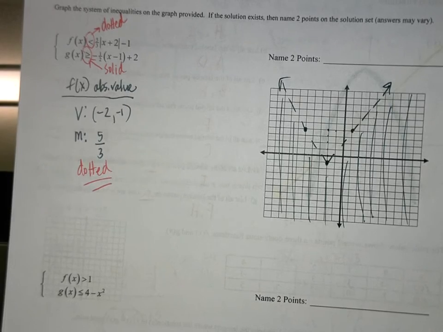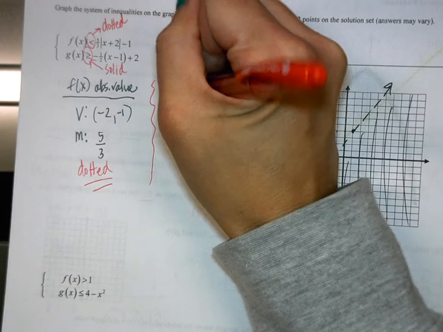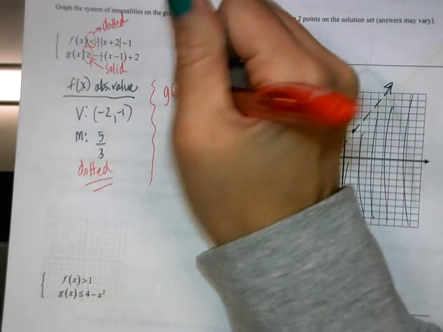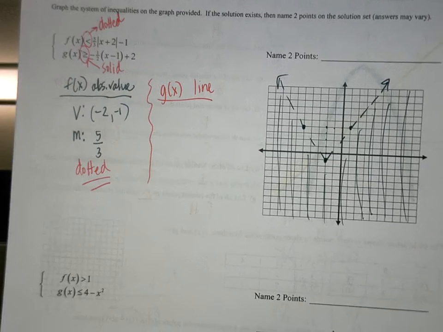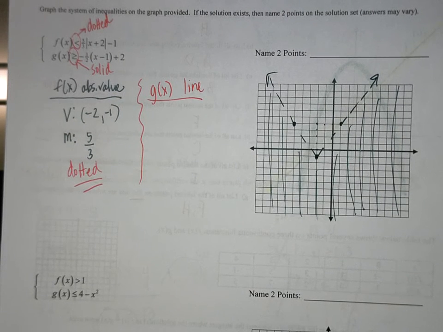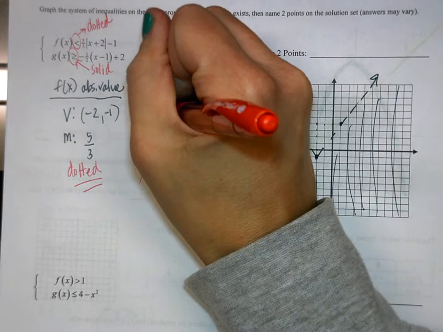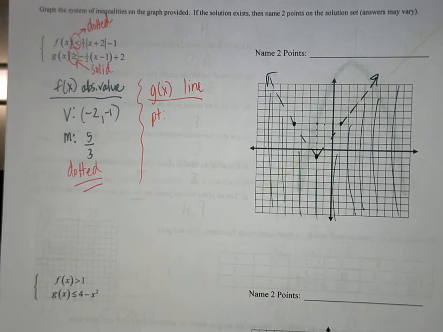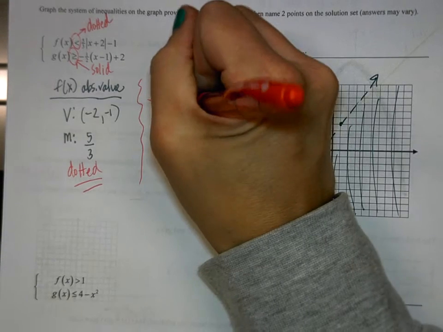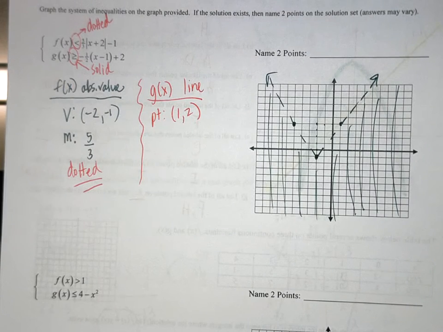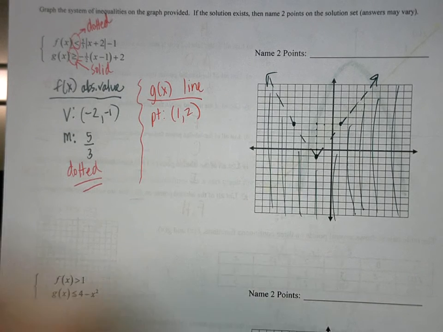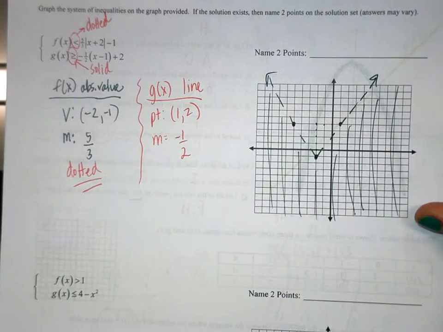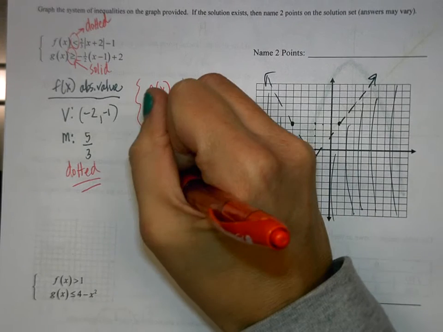We're good? Okay, so the next graph, g of x, what type of graph is that going to be? Very good. I'm just going to write line, but linear is actually better. Okay. And in order to graph that, it's really just a starting point. We can put it as a vertex. I'm going to put point. You can put v, whatever you want to do. And what is that point going to be? 1, 2. And then the other thing we need is our slope, which is? Good, -1/2.